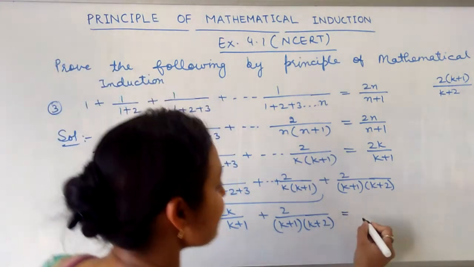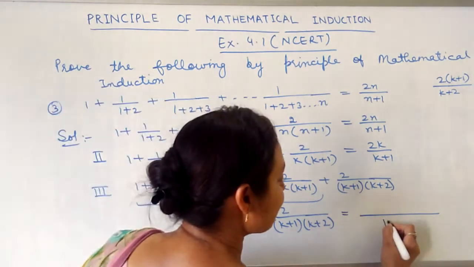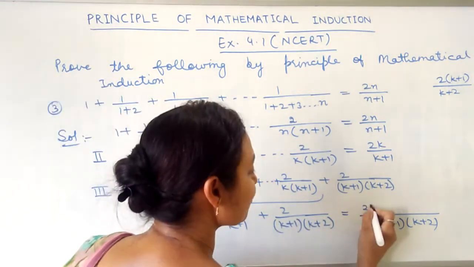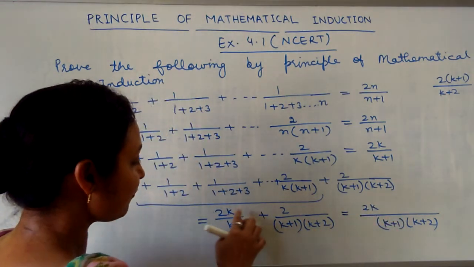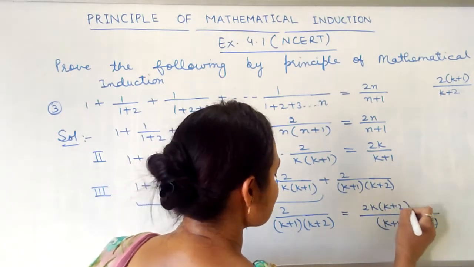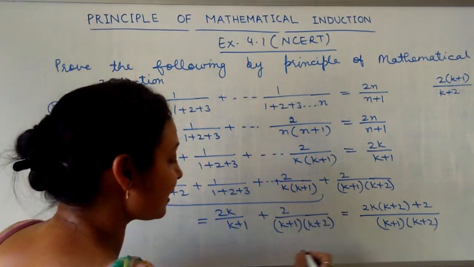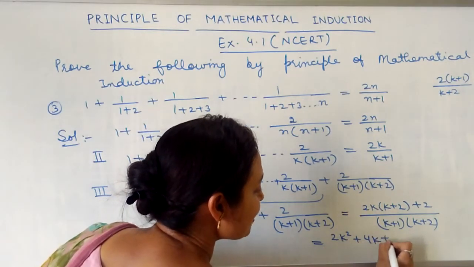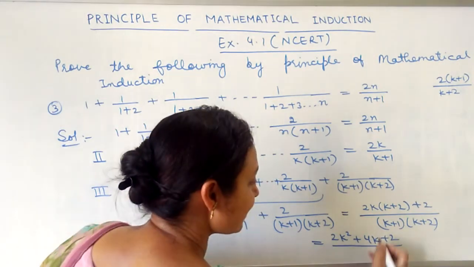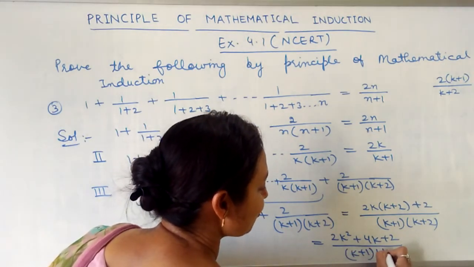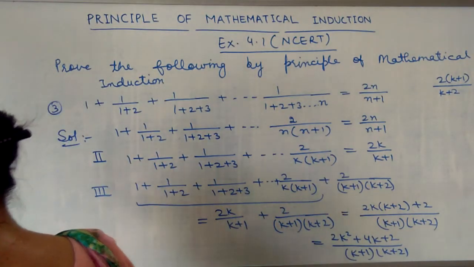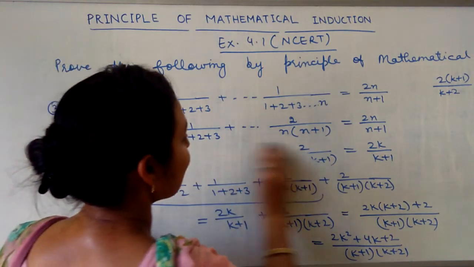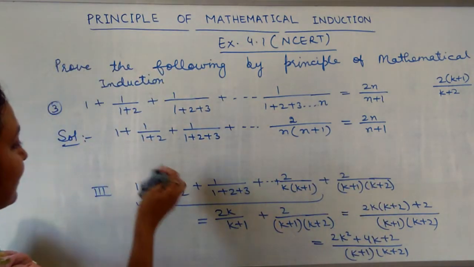Okay, so I will simplify it by taking LCM. When you take LCM, k plus 1 and k plus 2 are the two terms. Okay, I want to multiply to make the same LCM. I will multiply by k plus 2 along with this plus 2. Now I will multiply again. That will equal 2k square plus 4k plus 2, divided by k plus 1 and k plus 2. Now I will explain how to find the value.